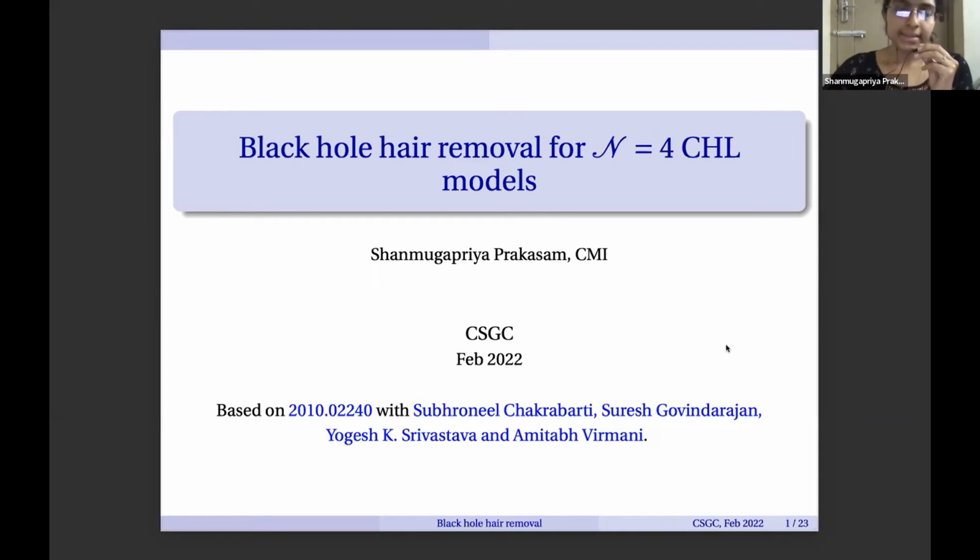Let me start by thanking the organizers for giving me the opportunity to present our work in CSGC 2022. My talk is titled Black Hole Hair Removal for N equal to 4 CHL models. This is based on this paper, which we put up on the arXiv, and it is work with Subranil Chakraborty, who's a postdoc at CHEP, Suresh, Yogesh, and my advisor, Amitabh.